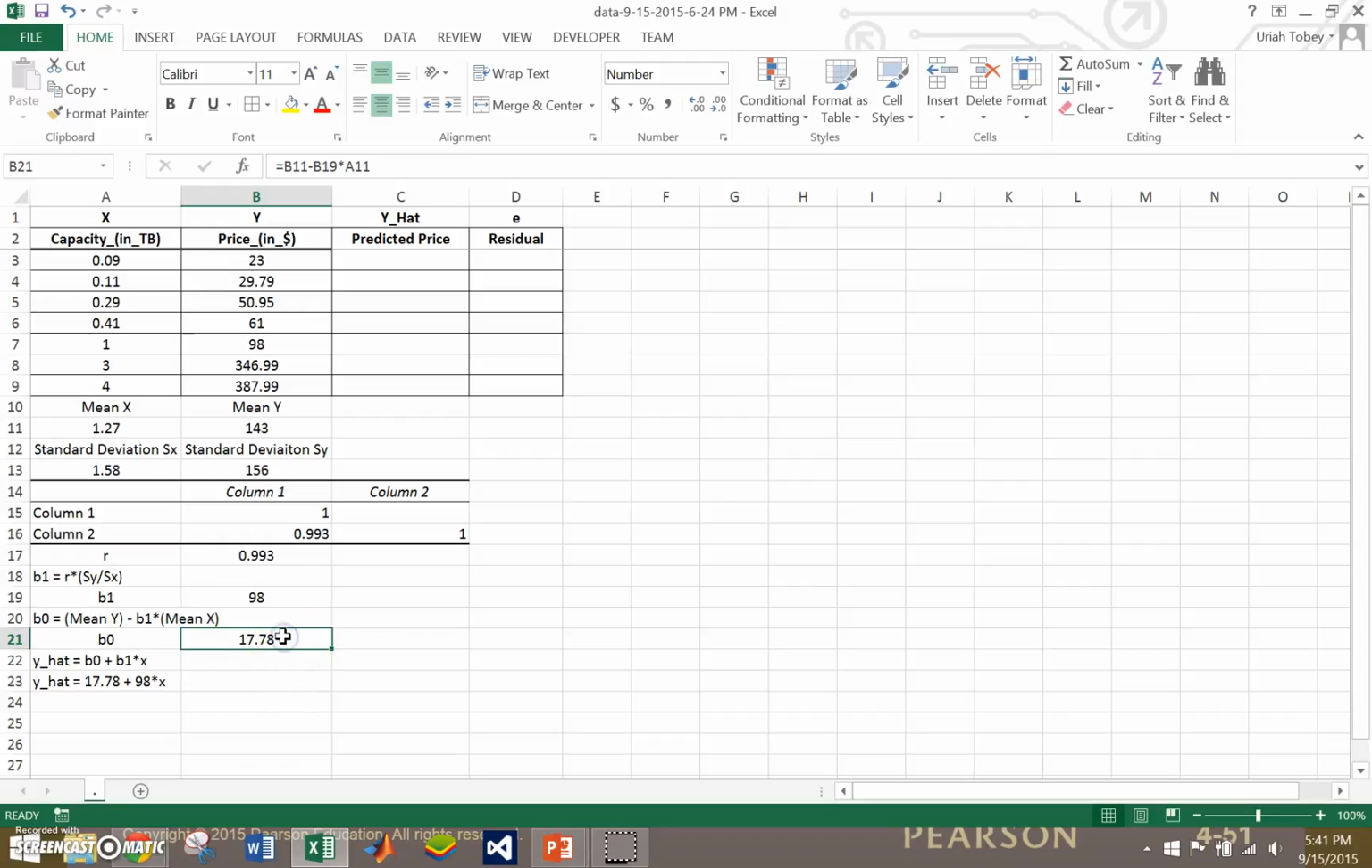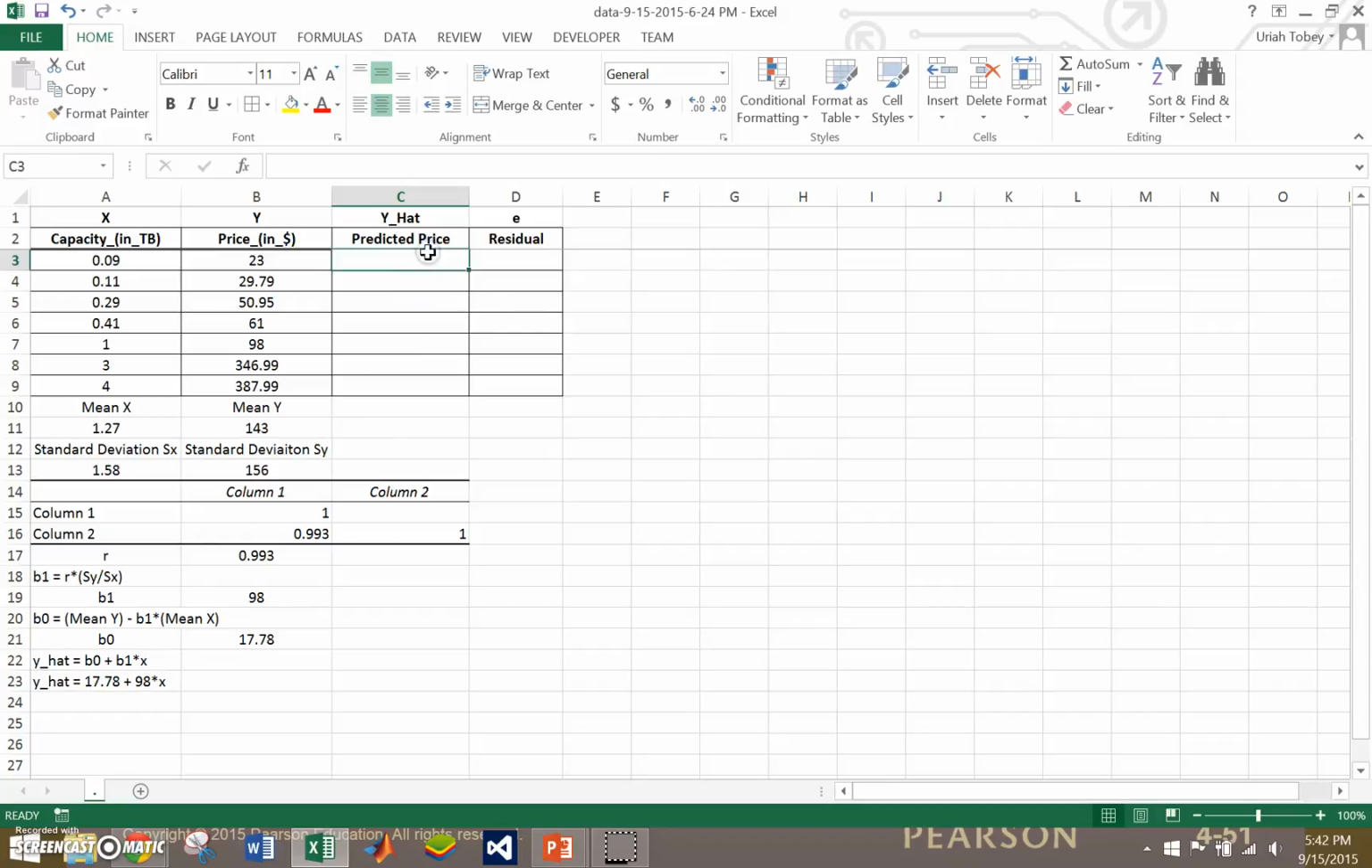So this is the y-intercept for our line of best fit, and this is the slope. So this means at 0 terabytes capacity, we would still pay about $17. So about every hard drive needs about $17 worth of equipment. And then as you increase by a terabyte, you add $98. So 1 terabyte would be 17 plus that. 2 terabytes would be 17 plus 2 times 98, etc. And so the equation for our prediction y hat is 17.78 plus 98 times x, where x is just the capacity of the drive in terabytes.